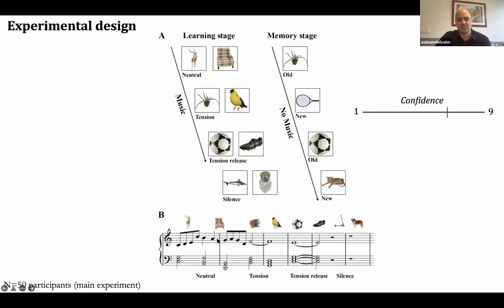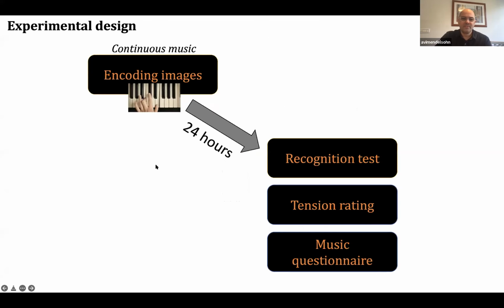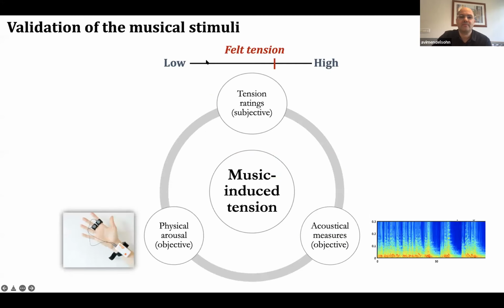So this is an example of musical notation, which was listened to by participants in the background during the presentation of different images in different elements of the music, which we defined. So this is the general scheme. People encoded images while listening to music. Then 24 hours later, they had a recognition test, and then they had another rating session of tension, which I'll explain in a minute, and also answered a music questionnaire related to their background in music. You see that there are chats here, but I'll look at it after the presentation.